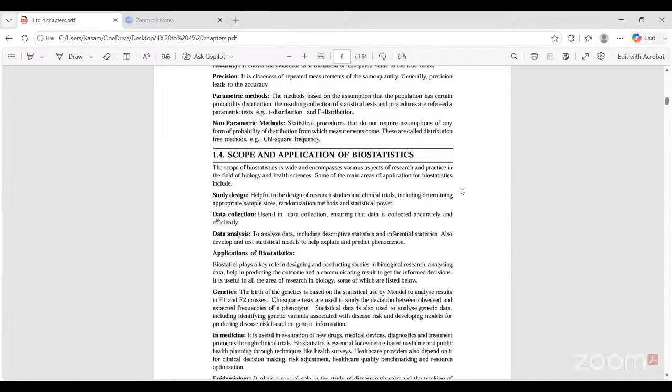Then data collection, ensuring the data is collected accurately and efficiently. How can we collect the data? Tell me. How can we collect the data? Three members are there, Lavanya, Naveen, Lakshmi Prasanna. Yes, sir. How can we collect the data?